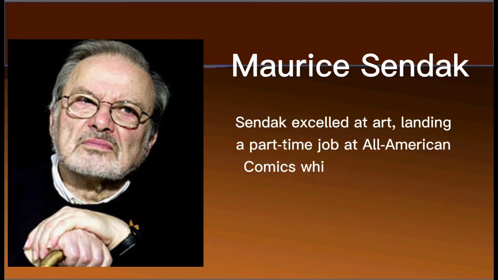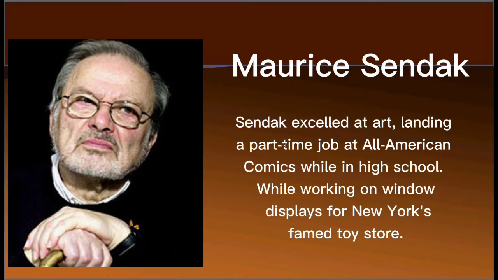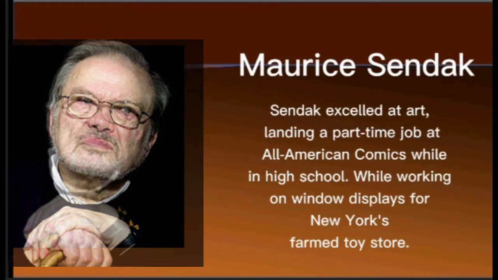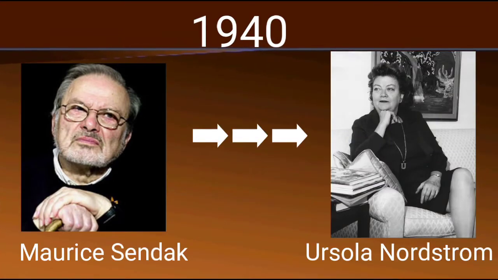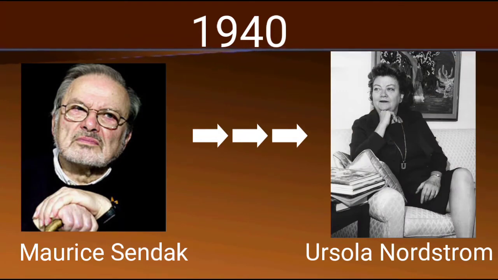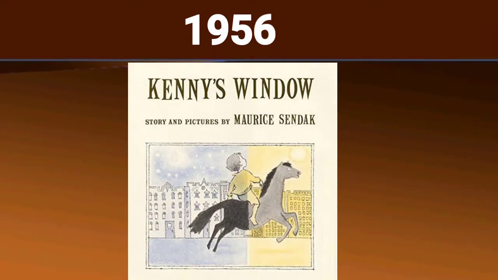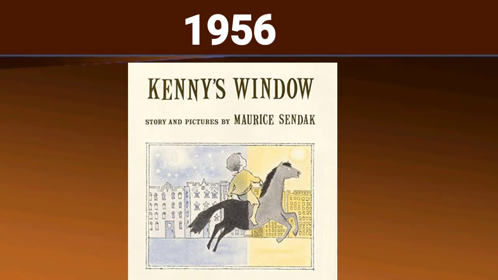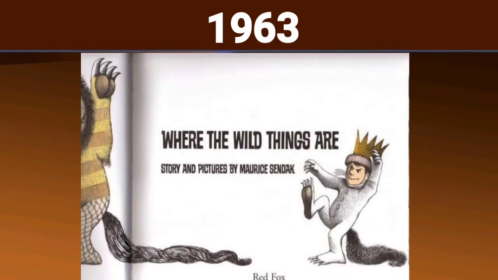Sendak excelled at art, landing a part-time job at All American Comics while in high school. While working on the window display for New York's famed toy store FAO Schwartz in the late 1940s, Sendak met legendary children's book editor Ursula Nordstrom. She helped Sendak land his first job illustrating children's books. In 1956, Sendak published Kenneth's Window, the first children's book he both wrote and illustrated himself. Before long, he turned the children's book world upside down with his 1963 masterpiece, Where the Wild Things Are.